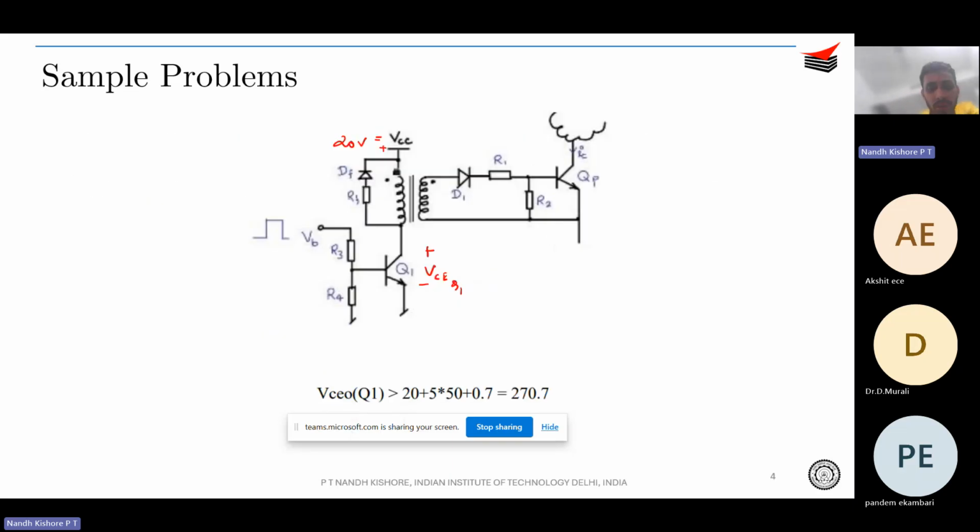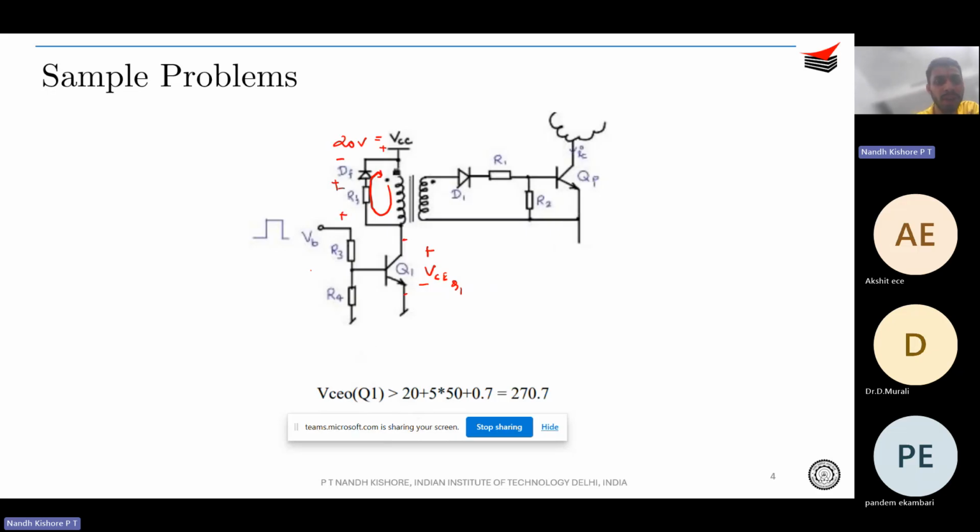Okay, so when the switch is off, what would happen? Your inductor is kind of freewheeling something like this. So you obviously do know that you have plus minus something like this. Similarly, there will be plus minus something like this.